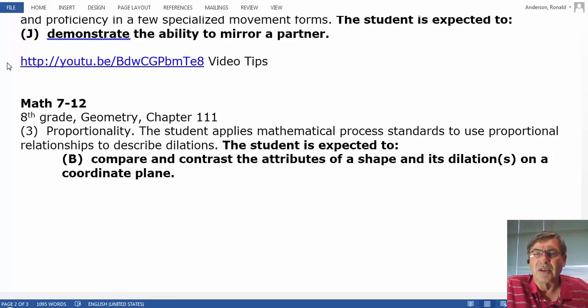And so you're going to be doing dilations on a coordinate plane. Of course, you know that dilations can be reductions or they can be expansions. And so you're not just going one direction.